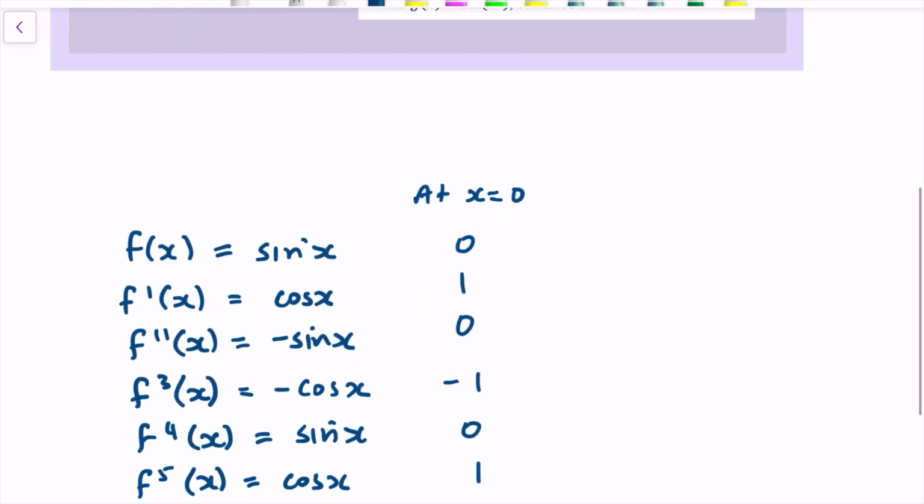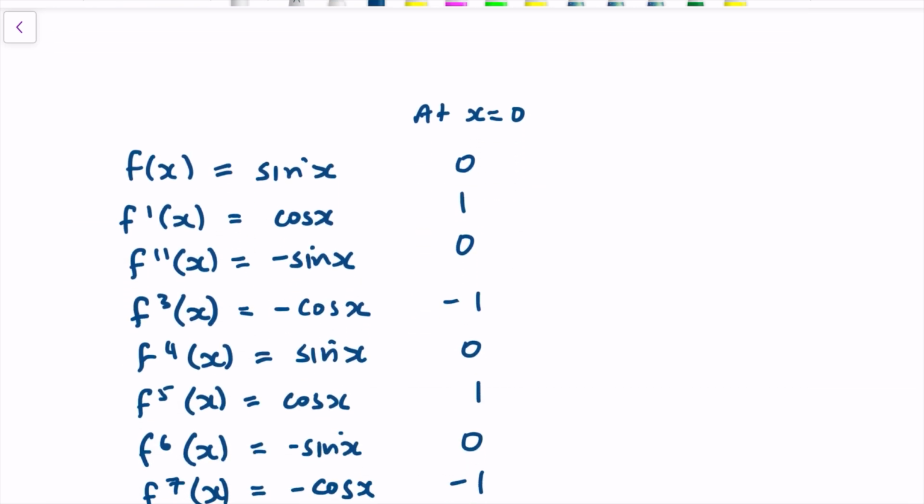So I've saved us a little bit of work here. Jokes, I recorded this and then stuffed it up and I couldn't be bothered rewriting it. So here is the function sine of x all the way down to the 7th derivative, evaluated at x equals 0.